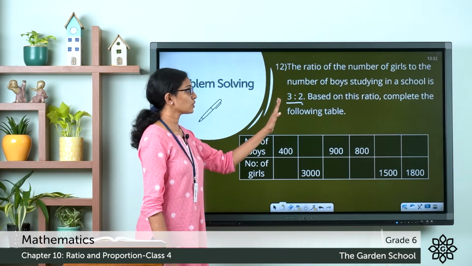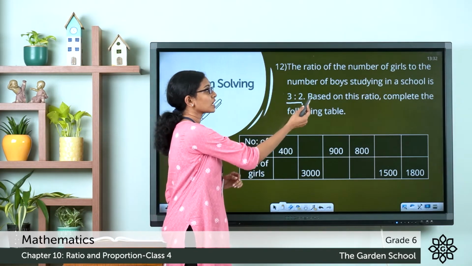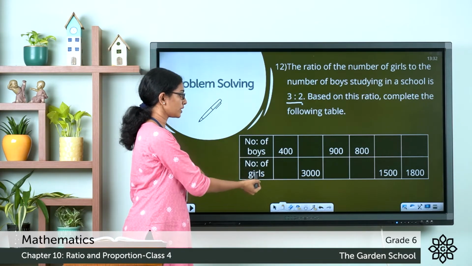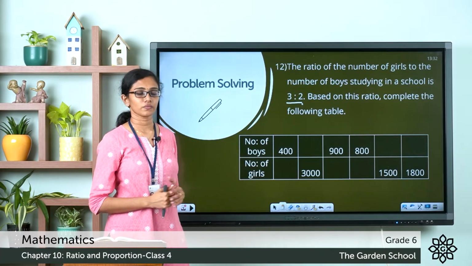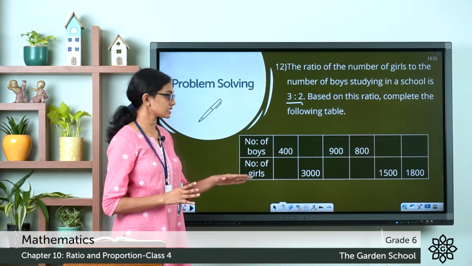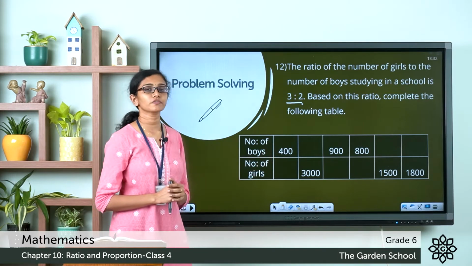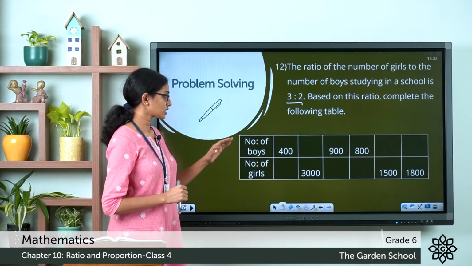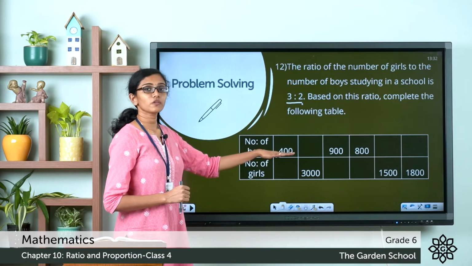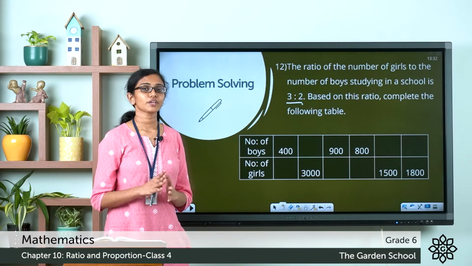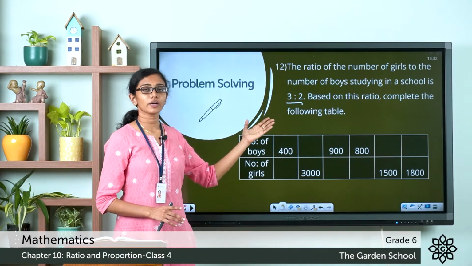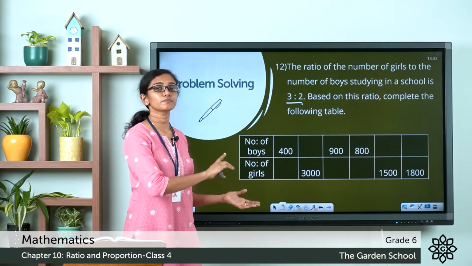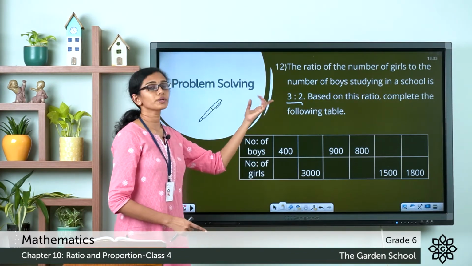See, here the ratio is given as the number of girls to the number of boys. But note that in the table, the first row shows the number of boys and the second row shows the number of girls. Now let's take the first case. In the first column, we can see the number of boys is equal to 400. Now how can we find out the number of girls from the number of boys and the ratio given? See, the ratio of number of girls to the number of boys is equal to 3:2. So the opposite, the ratio of the number of boys to the number of girls will be 2:3.